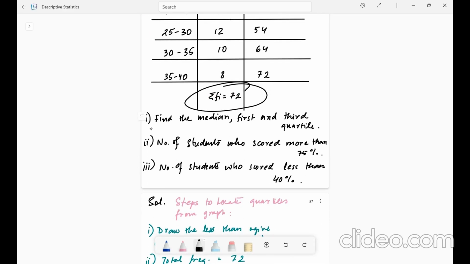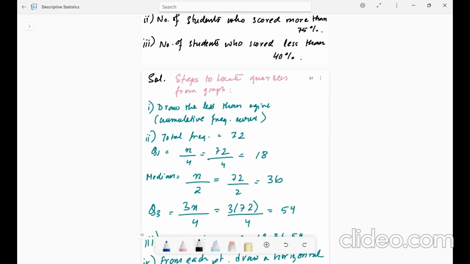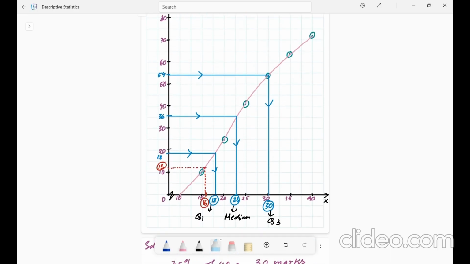The first question is to find the median, first and third quartile. How do you do it? See, the steps to locate quartiles from a graph. First, you need to draw the less than ogive graph, the cumulative frequency curve. First you plotted the cumulative frequency ogive graph.